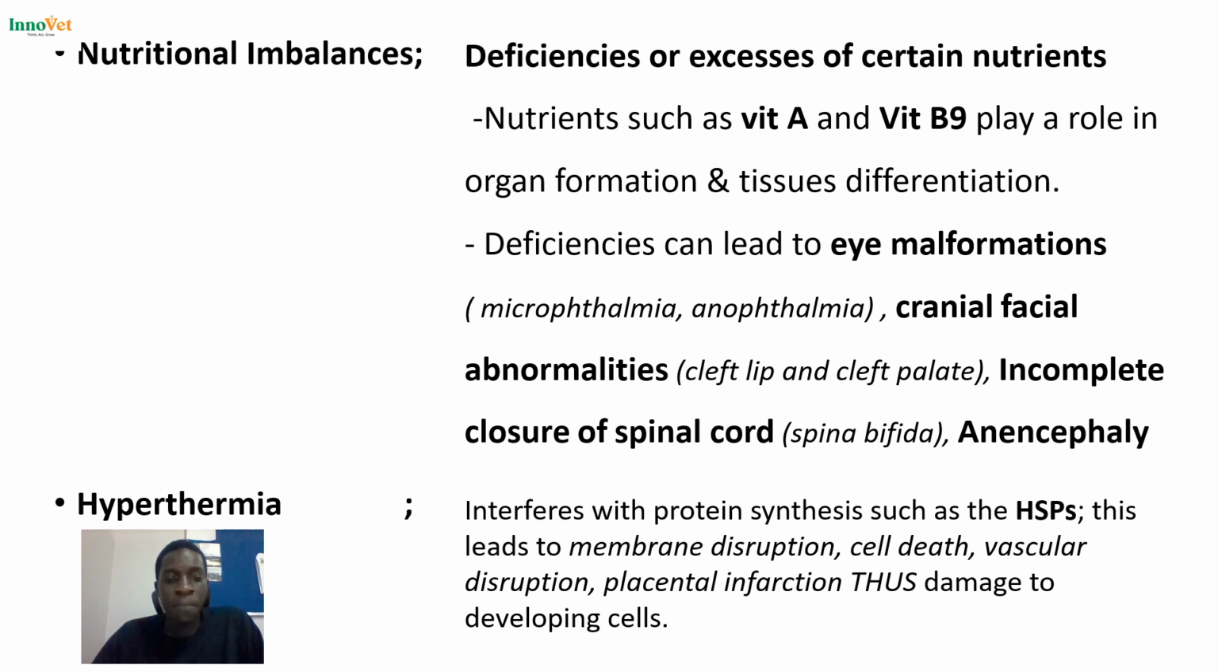The other cause is hyperthermia, that is elevated or extremely high temperatures. These high temperatures will interfere with protein synthesis, especially of the proteins known as the heat shock proteins. These proteins act like bodyguards to our body, which respond to stressful events such as extreme temperatures, extreme colds. So if we interfere with their normal synthesis, it means we shall lack these bodyguards. And this will lead to disruption of the cellular membranes, leading to cell death.